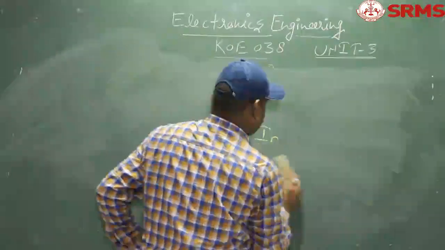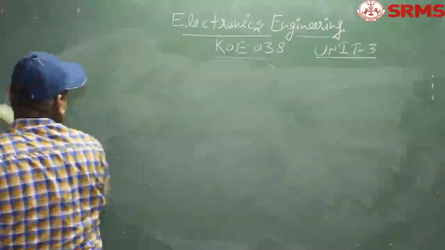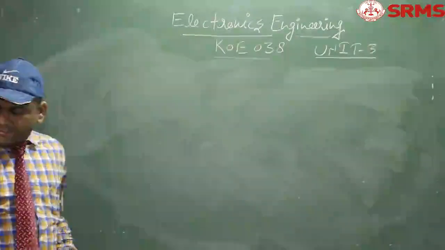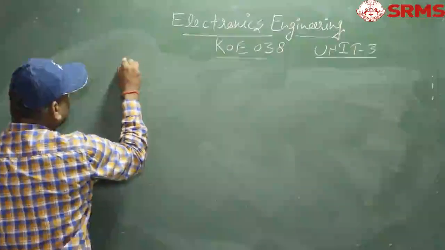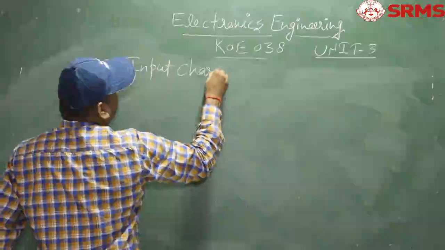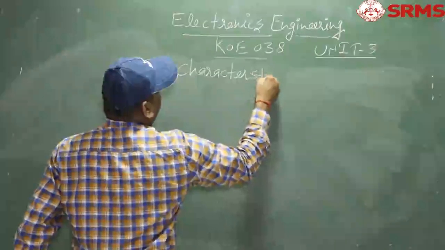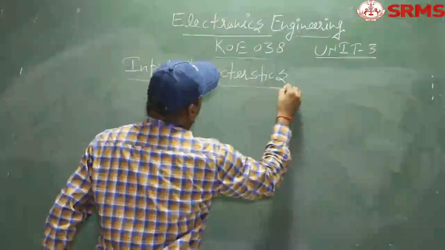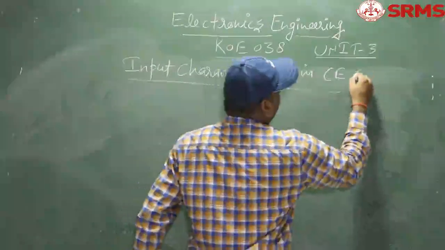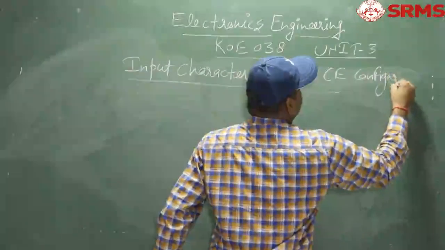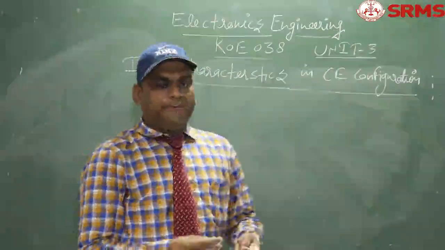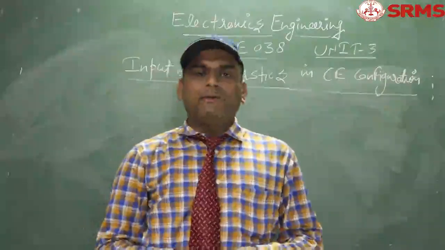Now we will focus on input and output characteristics. We will focus on input and output characteristic of transistor in the common emitter configuration. So firstly, we will discuss input characteristic. After that, we will focus on output characteristic of transistor. So here we will focus on input characteristic in CE configuration.